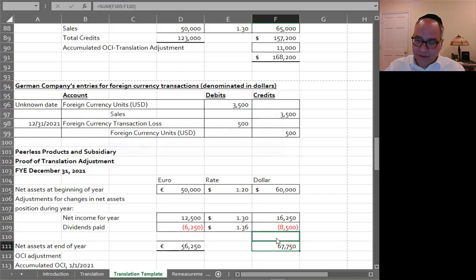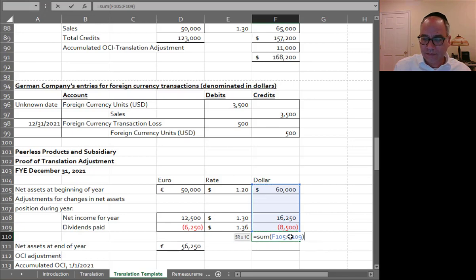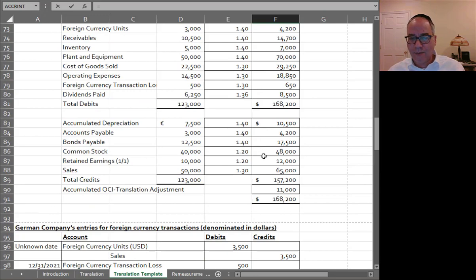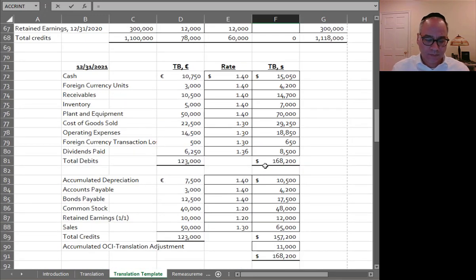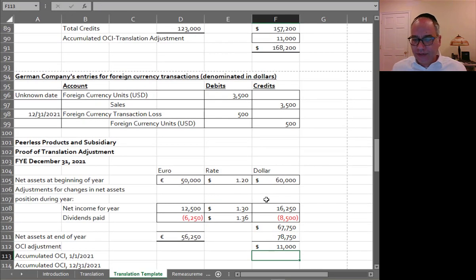I'm sorry, I should put this here: 67,750. The actual net assets in dollars turned out to be, let's see, all of these assets minus these liabilities turned out to be 78,750. So you would wind up with an OCI adjustment of $11,000.